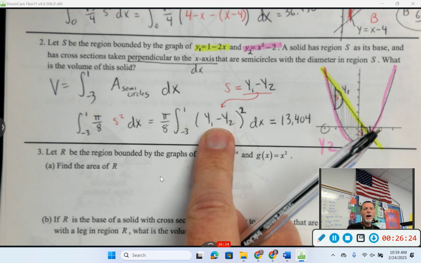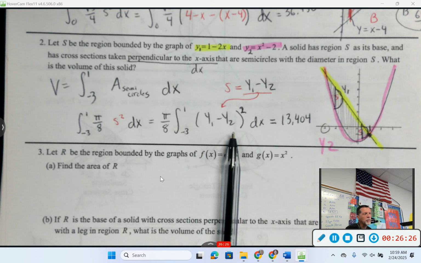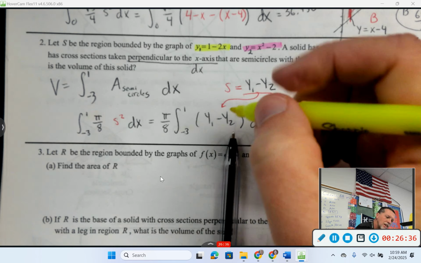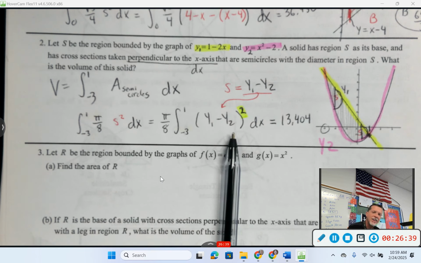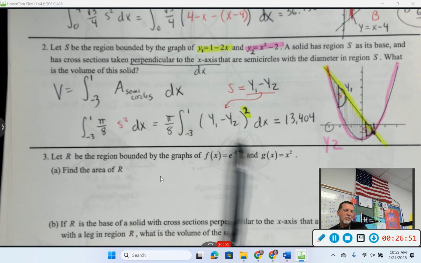One thing I did want to say on this. If you got y1 and y2 backwards on this problem, and you got confused on which one was top and bottom, what would that do to your answer? If you switched y1 and y2, nothing. So some of these have a little built-in leeway there. If you get something backwards and you square it, it doesn't matter. So, kind of nice.